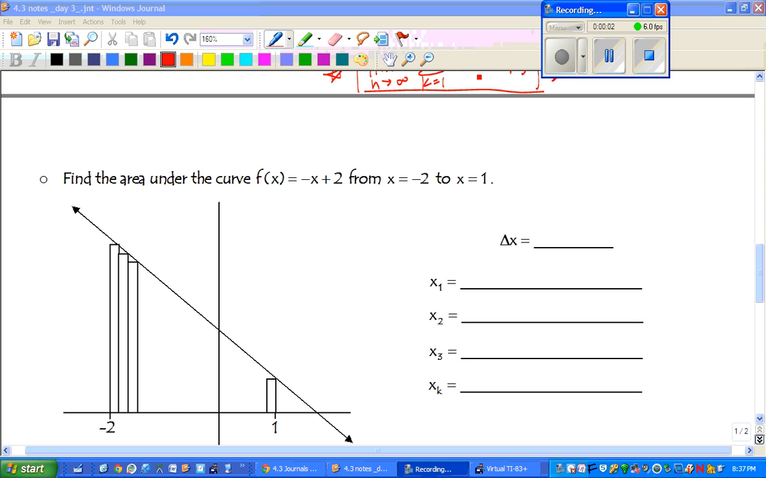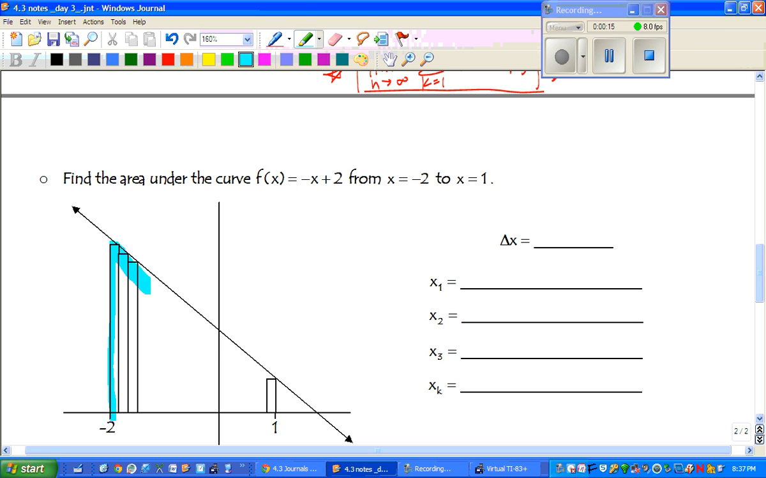In this problem, we're trying to find the area under the curve f of x equals negative x plus 2 from negative 2 to 1. Now, technically, this one, we could find the area pretty easily using the area of a trapezoid, because if we look at this, that's all we have. But just to get a little practice with these types of problems, we'll take a look at this one using rectangles.